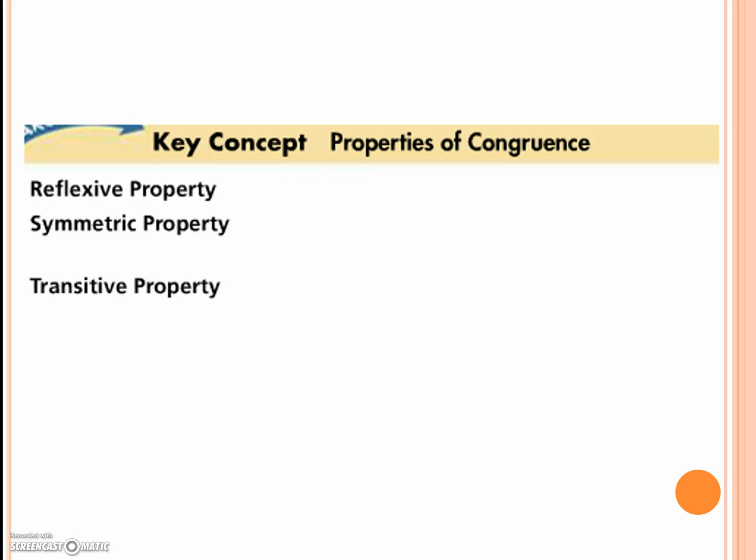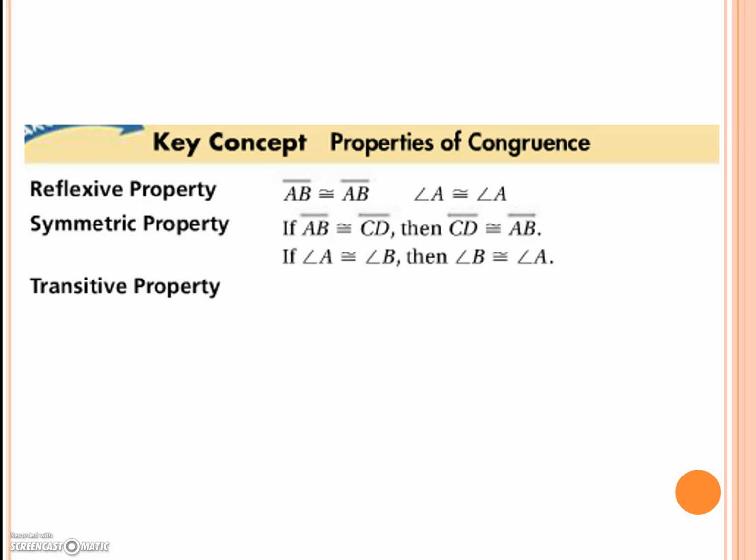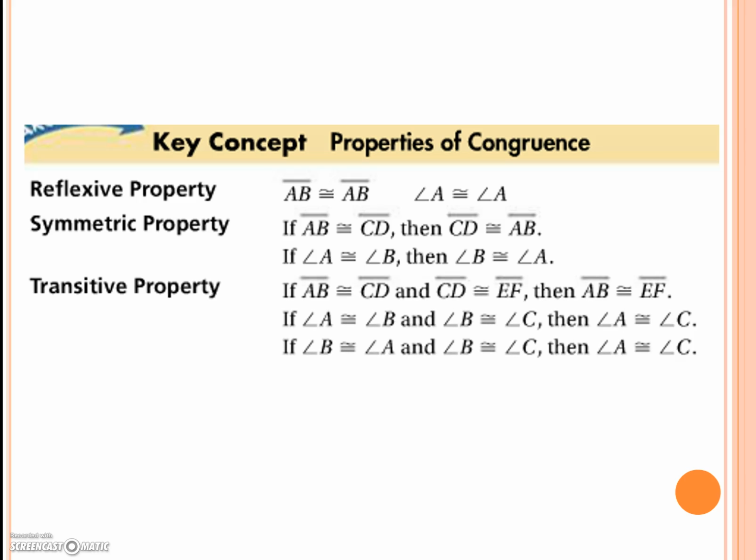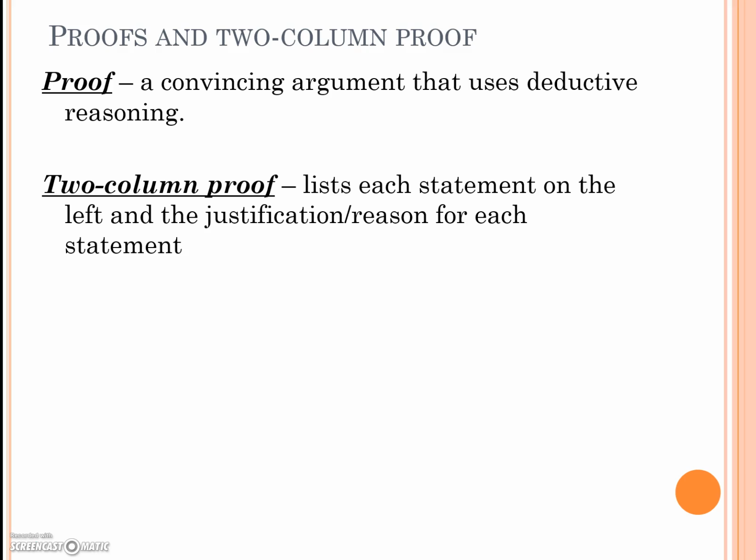We can also do this with congruence, with the reflexive, symmetric, and transitive properties. So segment AB is congruent to itself, segment AB. Same thing with angles: angle A is congruent to angle A. The symmetric property, same thing. We can switch things to both sides, and the transitive property as well. So the properties of congruence are very similar to the properties of equality. You'll see in a moment how we use those.